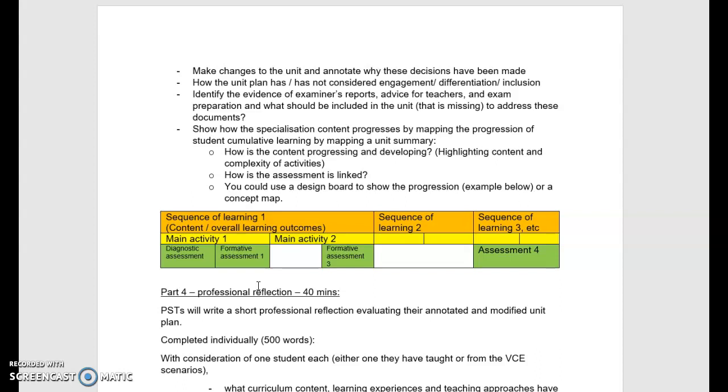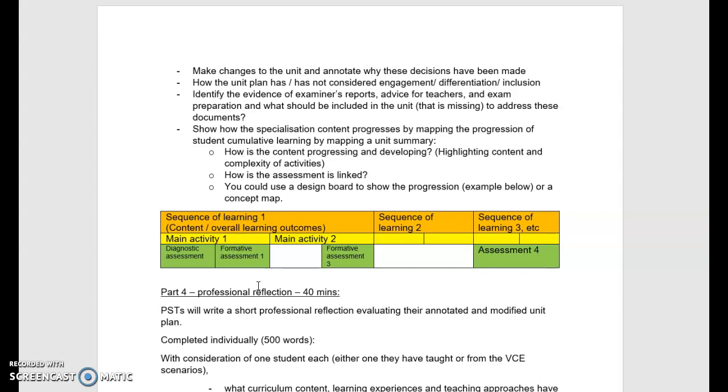So you could do this a number of ways, and you can do it any way that you wish, but you need to explain how the content is progressing and developing. So you'll do this by highlighting the content, what the students are experiencing, the complexity of activities, and then take note of how the assessment is linked.